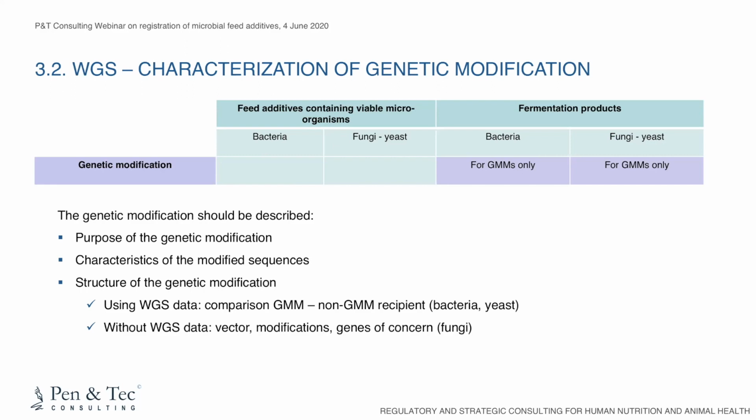If the WGS data is not available, for example, for fungi, an applicant should describe the steps followed in order to identify all of the genetic material that has been altered.